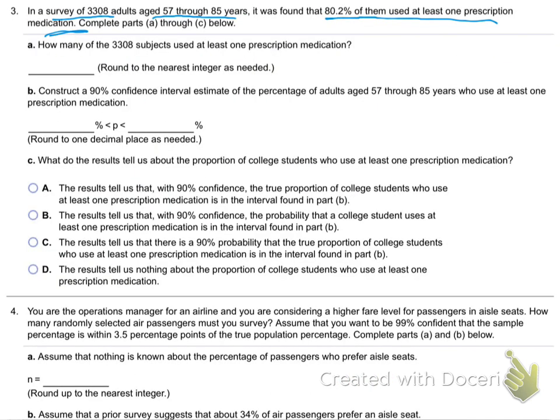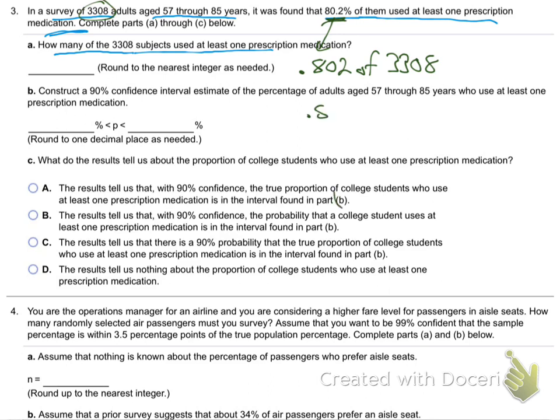Prescription medication. All right, so how many of the 3,308 subjects use one prescription medication? How many of them? How do we figure that out? It says 80.2%. Change that to a decimal. That percentage of the 3,308 people, right? There's 3,308 people, and 80.2% of them use at least one prescription medication.